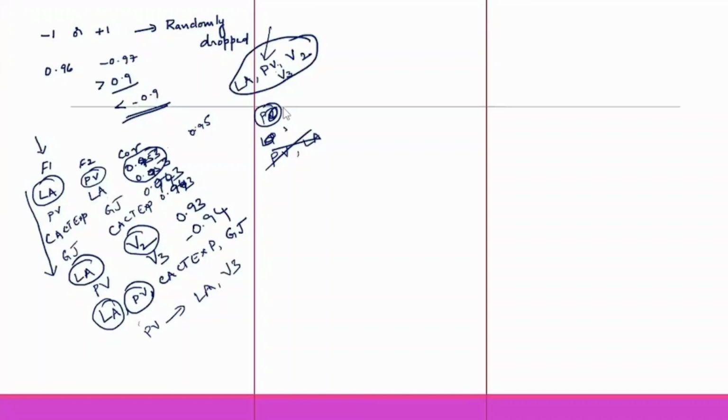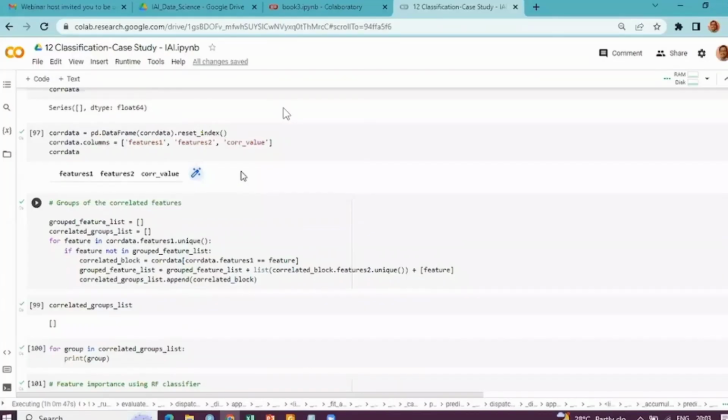Now let's say the next one is CACT, EXP. For that, the pairing is only with GJ. So none of them is a part of the earlier group. This would be one group, and this would be another group. So what are we saying? Some pairs could be very highly correlated. It's not necessary that all of them are correlated, right?